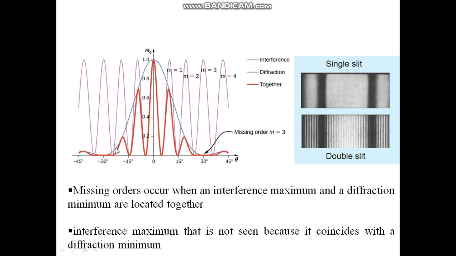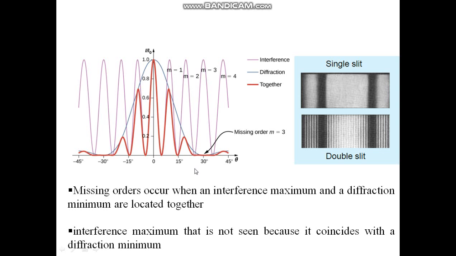So if we plot the intensity variation, we can see that inside the central bright maxima of the diffraction pattern, there are interference maxima and minima. Here at the secondary minima of the diffraction pattern, the intensity maxima are missing. We call it missing orders.